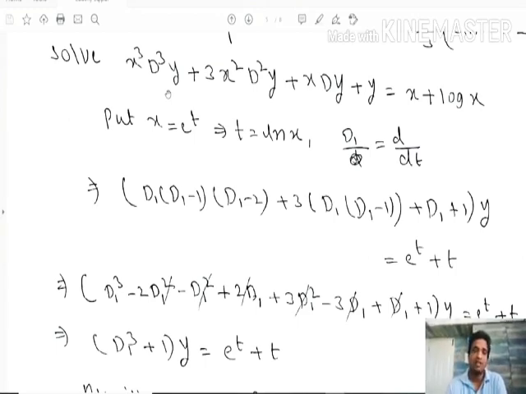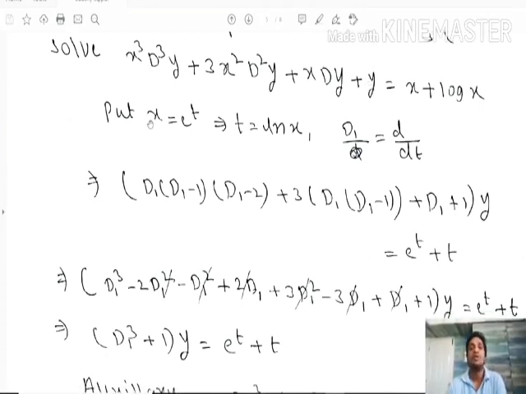First of all, let's conclude whether it is a Cauchy-Euler equation or not. See here, x power 3 with derivative of order 3, x square here also with derivative of order 2, x power 1 with derivative power 1, and here there is no x and no derivative. So easily we can conclude that this is a Cauchy-Euler equation.